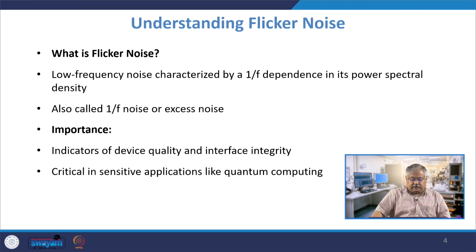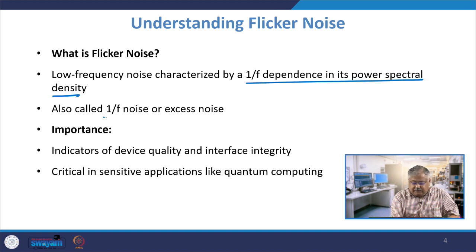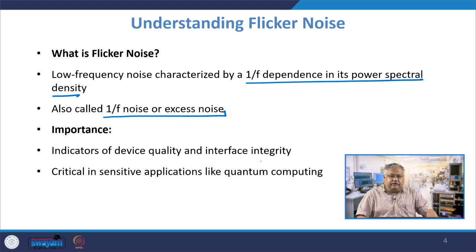So what is a flicker noise basically, right? Flicker noise is a low frequency noise which is characterized by 1/f dependency in its power spectral density, right. 1/f noise is also referred to as an excess noise, but for all practical purposes we will say that 1/f noise is frequency dependent, higher the frequency lower is the noise, and it has got its dependency on the PSD or the power spectral density of the device.